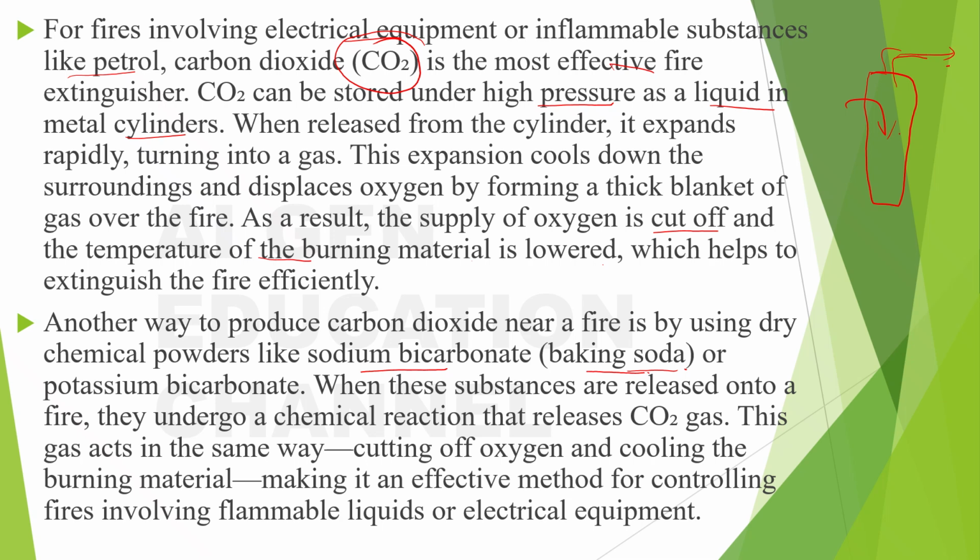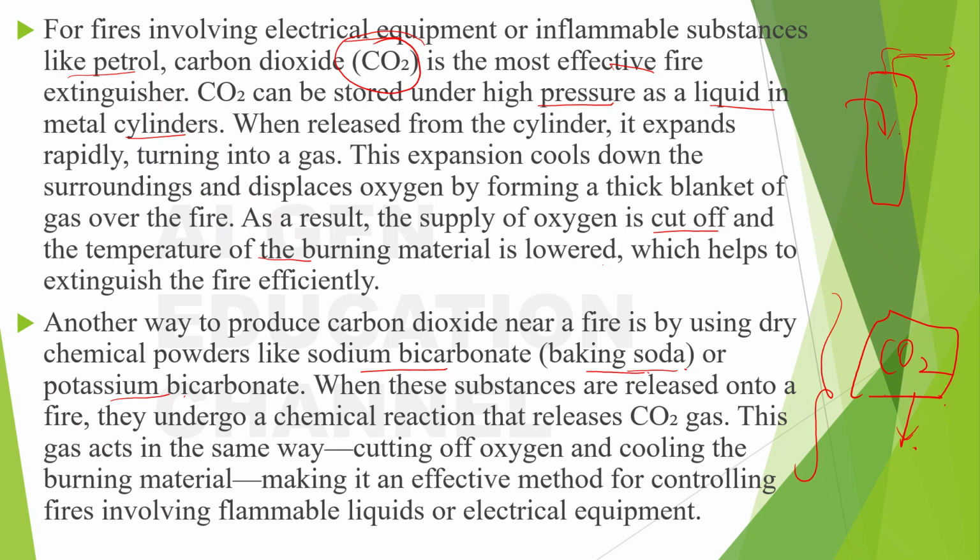So at times when you don't have carbon dioxide with you, you may use sodium bicarbonate or potassium bicarbonate, and sodium bicarbonate is also called baking soda, and when these substances are released onto fire, they undergo a chemical reaction that releases carbon dioxide gas. So overall, our aim is to use carbon dioxide gas to put off the fire, right?